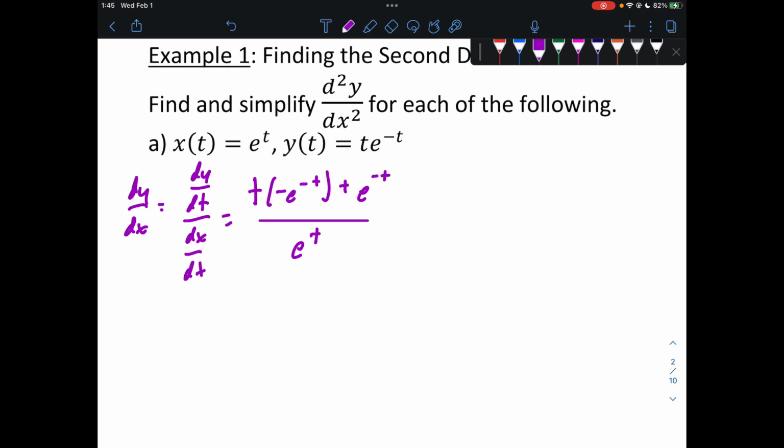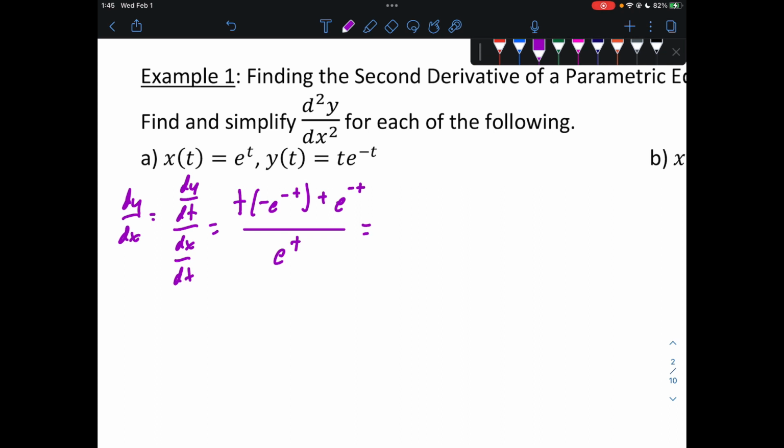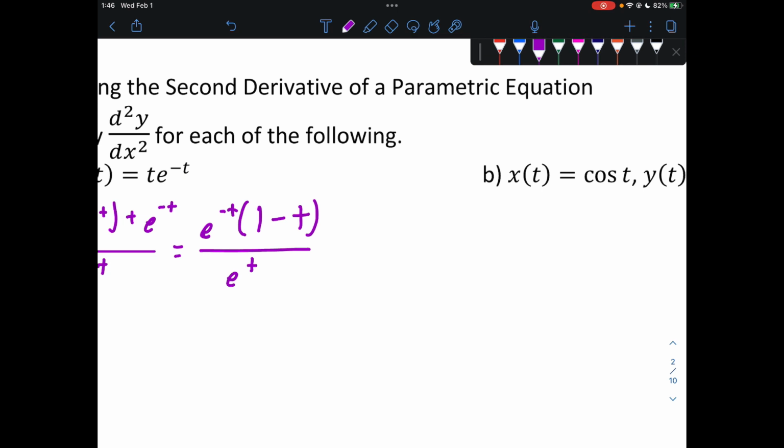Okay? Simplifying that, even though we always say don't simplify, when you're taking a second derivative, it's a good idea to simplify. If we take out an e to the negative t, we're left with negative t plus 1, or 1 minus t, all over e to the t. Simplifying a little bit further, I could either move this down or move this up. It all depends. Do you want to use a product rule or a quotient rule on the next derivative? I want to use a product rule, so I'm going to move the denominator up, and this is going to become e to the negative 2t, 1 minus t.